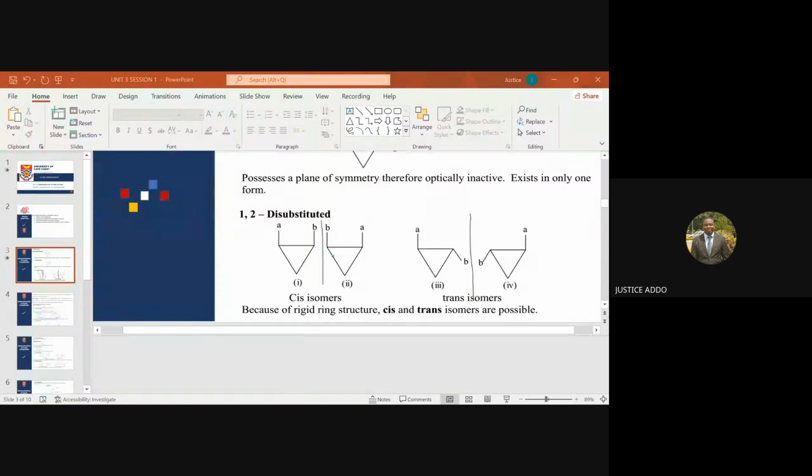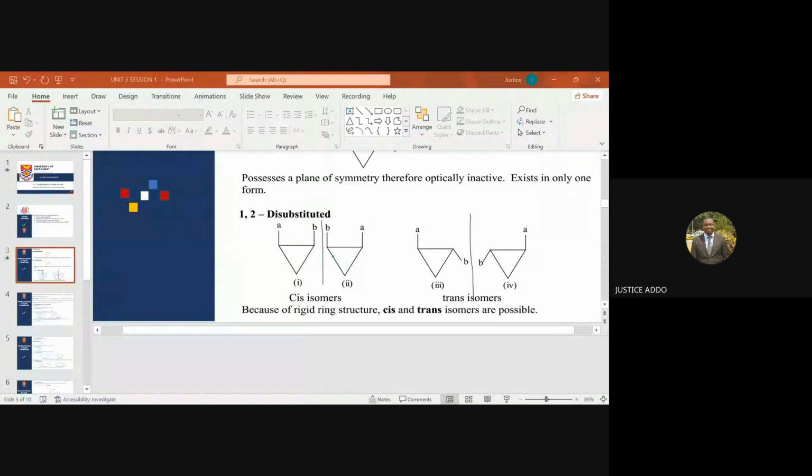So together, how many forms are you getting? 3. So the molecule 1,2-diethyl cyclopropane will exist in 3 forms. 1 from the cis isomer, 2 from the trans isomer. Please, is it clear? Is it clear? Yes, sir.